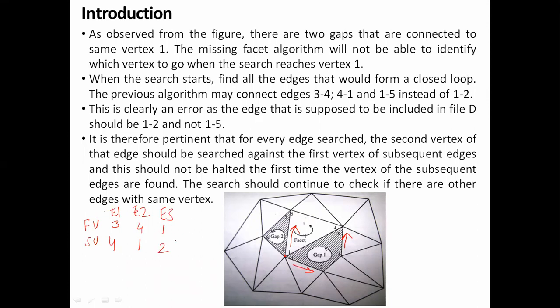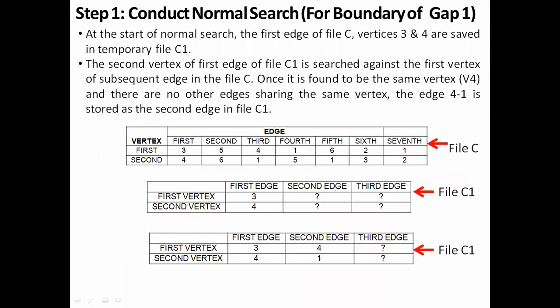So 1 to 2, then edge 4 will be 2 to 3, then edge 5 will be 1 to 5, edge 6 is 5 to 6, and edge 7 is 6 to 1. So you can use any of these orders. There are 7 edges which are missing a corresponding edge. This information is going to be stored here in file C.